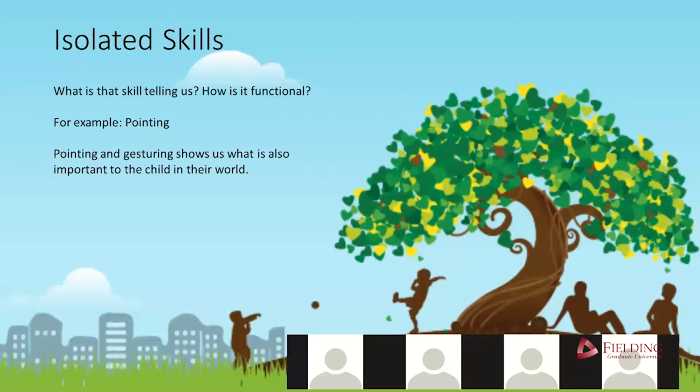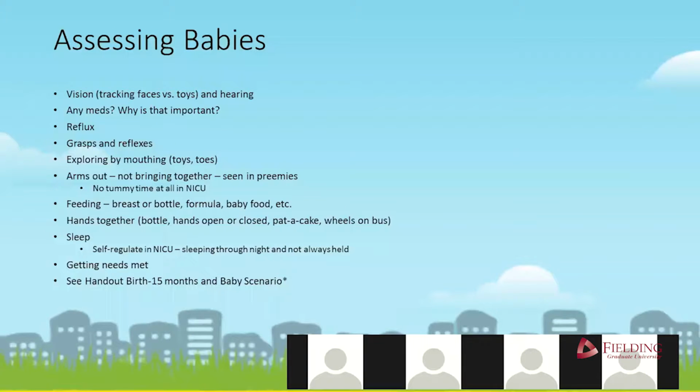So really taking a look at the isolated skills and identifying what that skill is really showing us for each child, and what it's telling us and what it means to the child. So I'm going to briefly talk about assessing babies, and then we're going to talk about assessing older kids. I think assessing babies, people always have the hardest time with, probably because we tend to assess older children and not as many younger ones.